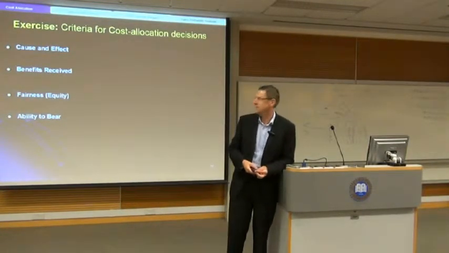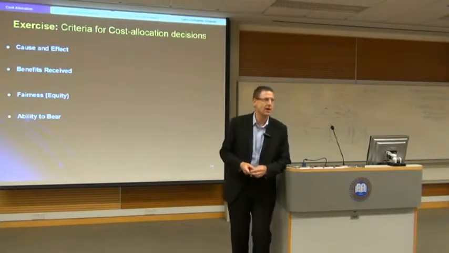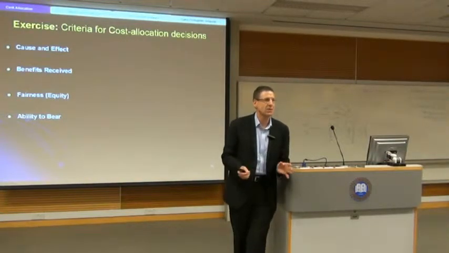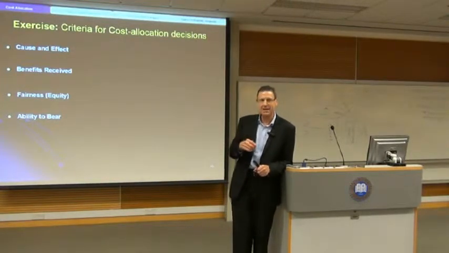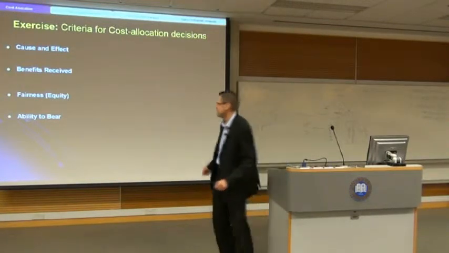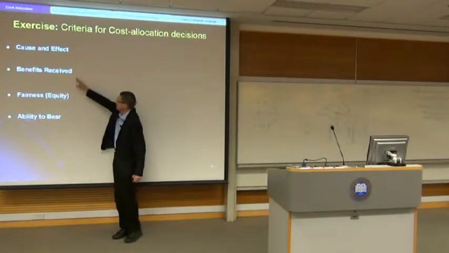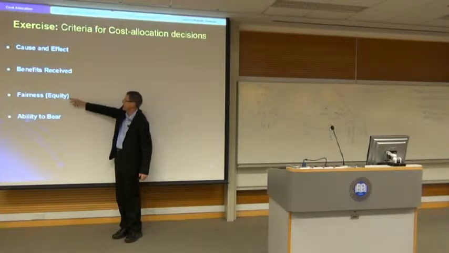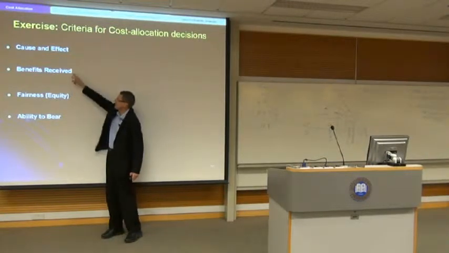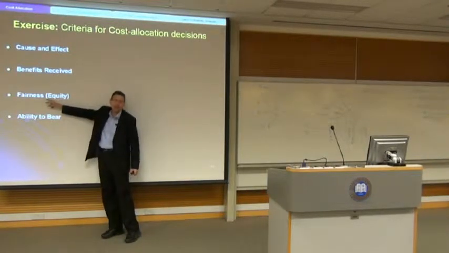Maybe there's no cause and effect, but you may want to try and allocate according to ability to bear or fairness and equity. This one is kind of a grey area, because you can say, oh, fairness and equity, benefits received is one way of being fair.